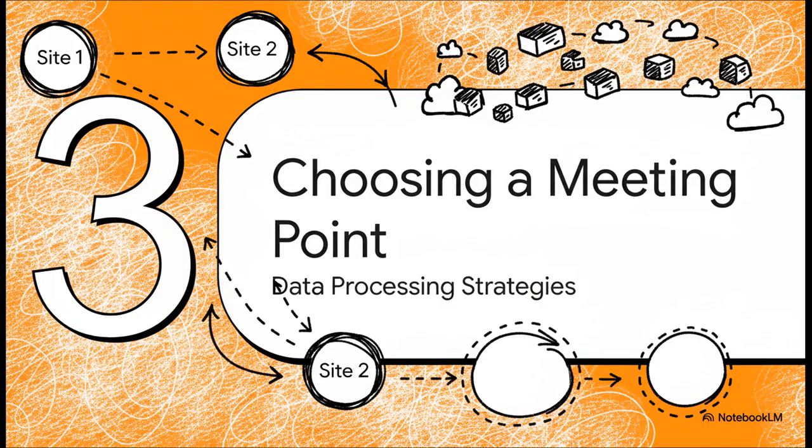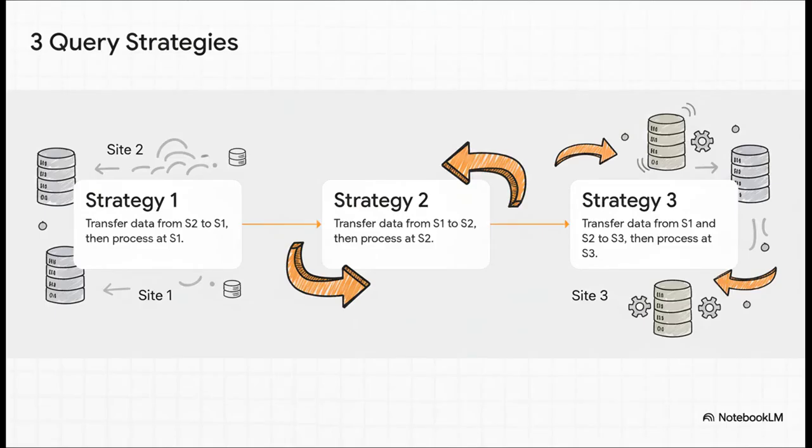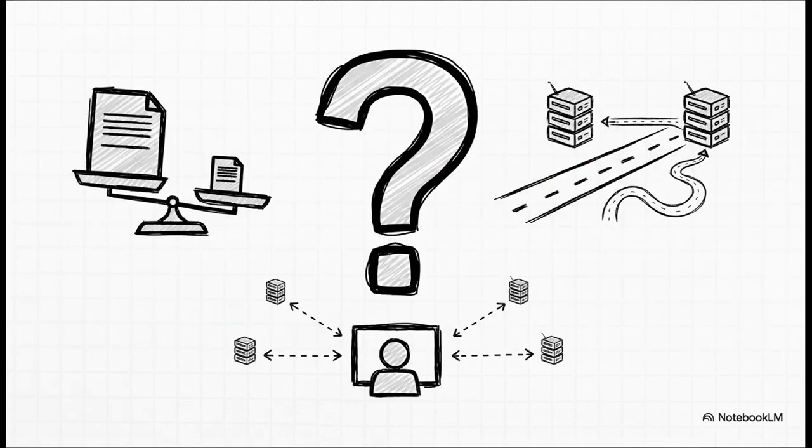So the first big question you have to ask is, where should all this data meet up? Let's say our query needs info from Site 1 and Site 2. We've got a few basic ways we could handle this. Okay, so we've got 3 basic moves. Option 1, ship everything from Site 2 over to Site 1 and do all the work there. Option 2, you guessed it, do the exact opposite and ship everything from Site 1 to Site 2. Or Option 3, send both chunks of data to a totally neutral third location, Site 3, and do the processing there.